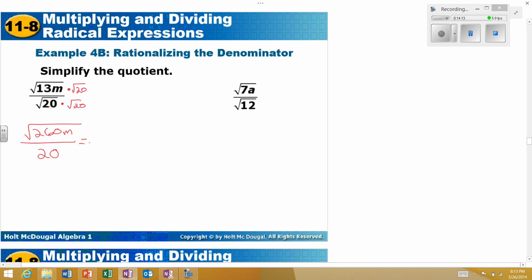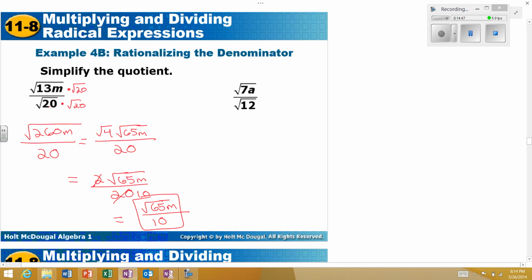So what we have to do is rewrite that 260 as a product with a perfect square. So I can rewrite that as 4 and 65 with the m staying there over 20. Now that radical 4 simplifies to 2. I can't do anything with the 65 or the m. However, lastly, you need to check if any of the numbers can be simplified. I can simplify this 2 with this 20, so my final answer becomes radical 65m over 10. And you're done. Okay, let's do one last example.